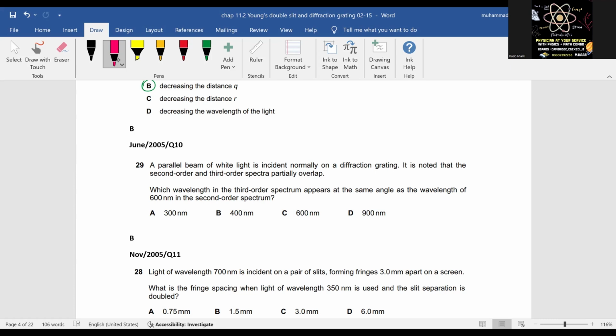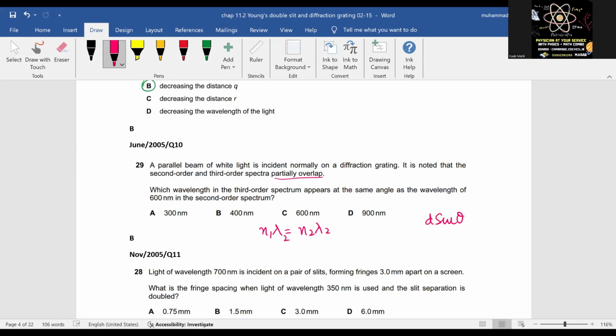Any idea, bro? So it is noted that the second order and the third order spectra partially overlap. Partially overlap means their angle is going to be the same. Since you are using the same experiment, d will also be the same. So you can say n1 lambda 1 should be equal to n2 lambda 2, because d and sine theta are the same for both cases.